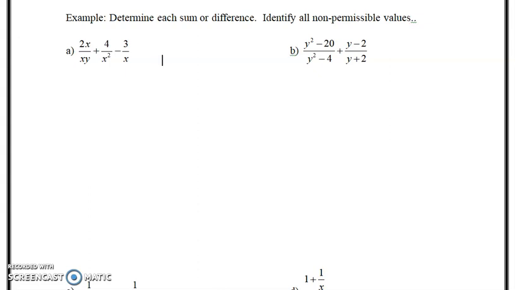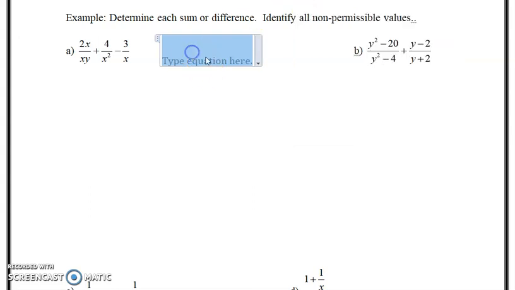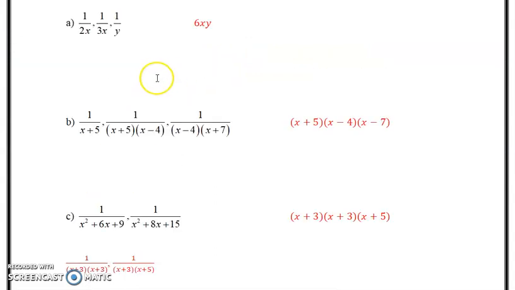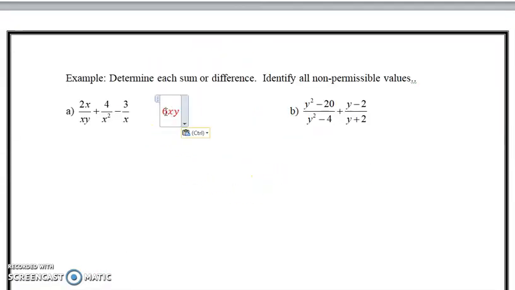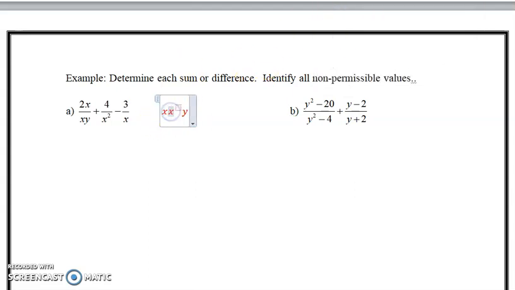So what I'll do is I'll insert an equation. There we go. There. Apologies. Okay. So we have x times xy, which would be x squared y. Okay. So that's the common denominator.